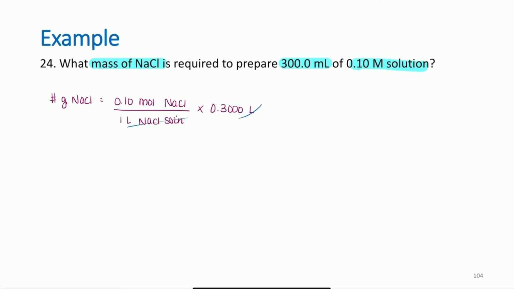This cancels out my liters of solution and gives me moles. Now I can use the molar mass, 58.44 grams per mole, of NaCl to calculate the grams of NaCl needed. 1.75 grams of NaCl. So if I dissolve 1.75 grams of NaCl in 300 total mL, I would have a 0.1 molar solution.